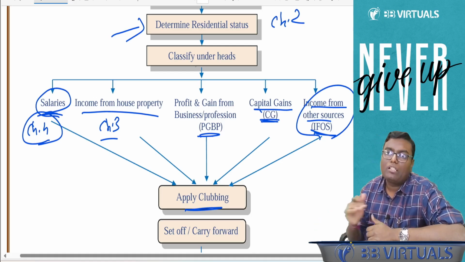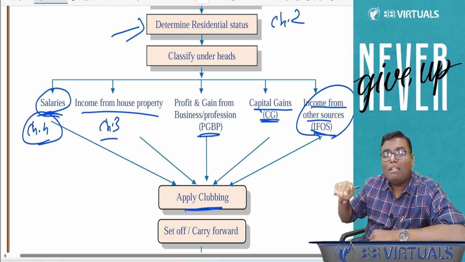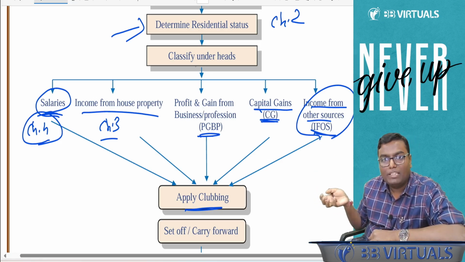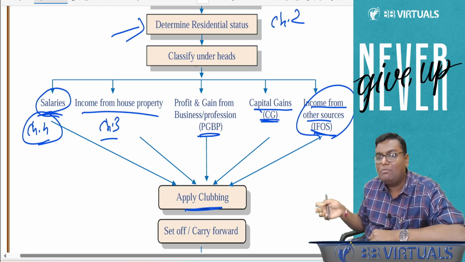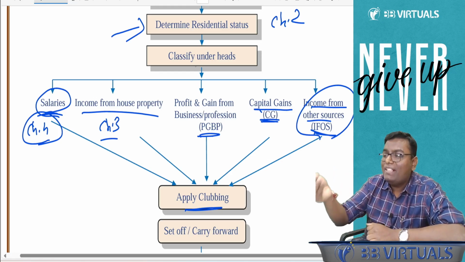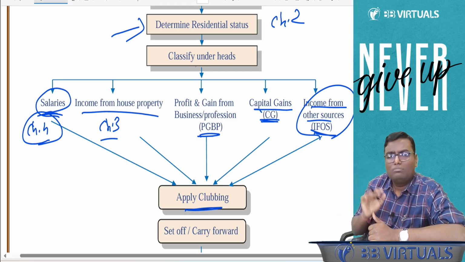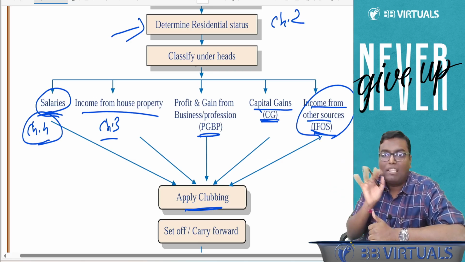Let me tell you, today there are so many cases where, let's say, my spouse, my wife is earning something, she may not be taxable for that. I have to pay tax on that. Let's say my minor child is earning something, he is not taxable for that. I have to pay tax on that. Not in all the cases, in some cases.